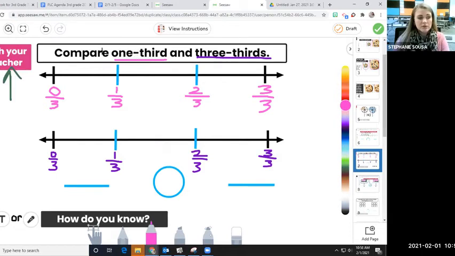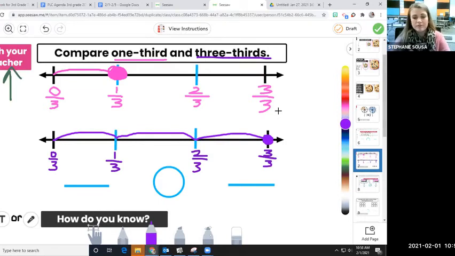My directions ask me to compare 1 third and 3 thirds. So I see 1 third is after 1 space and it's right here. So I'm going to put a big fat dot or a plot right there on 1 third. Please do the same on your screen. My next one asks me for 3 thirds. So I need 3 1 third pieces. That's all the way down here at 1 whole. So again, I'm going to put a big fat dot or a plot point on 3 thirds.